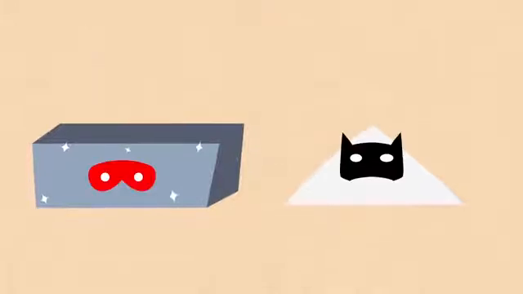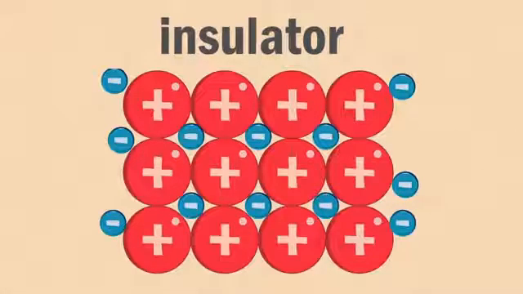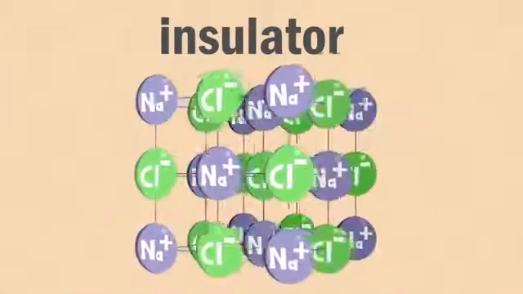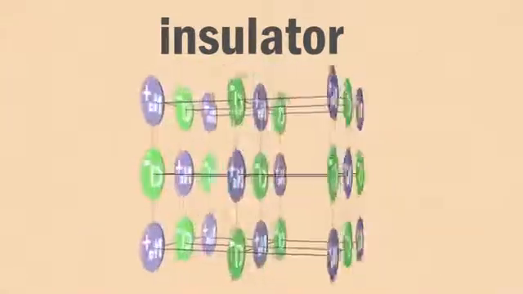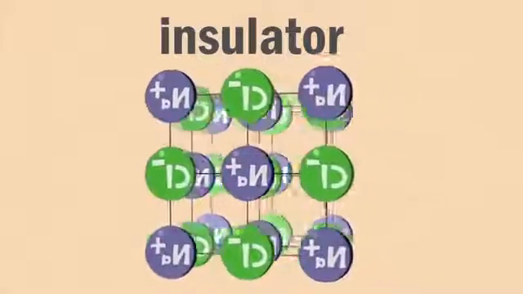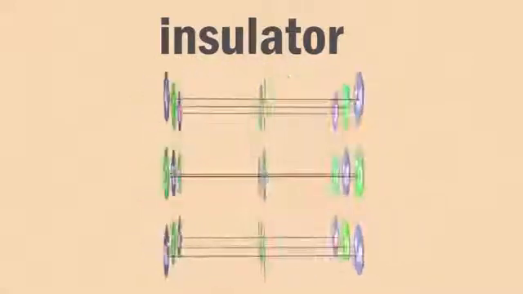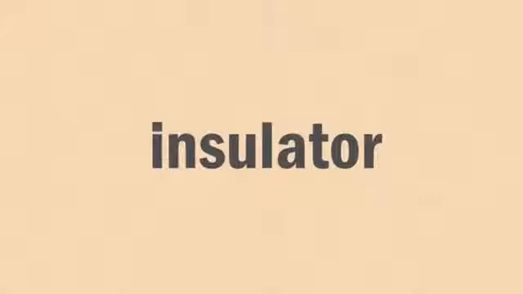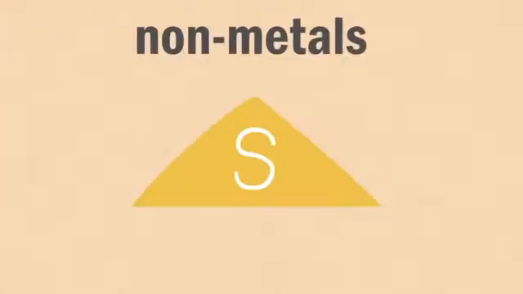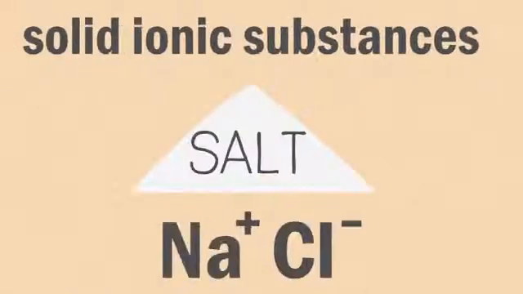These are superconductors. In an insulator, the electrons may be more tightly bound to the atom or held in a bond or bonds. This makes them less mobile, and so the electrons are not as free to move. These materials act as insulators. Examples include most non-metals, solid ionic substances, plastics, you and me.